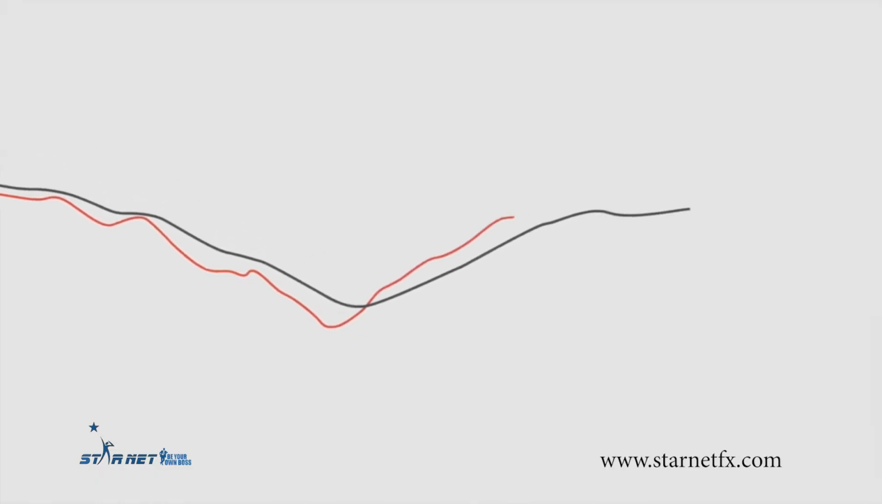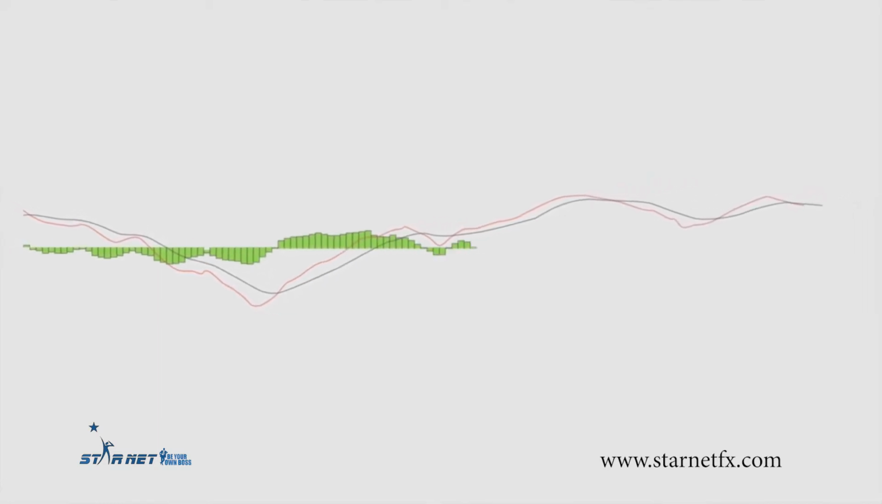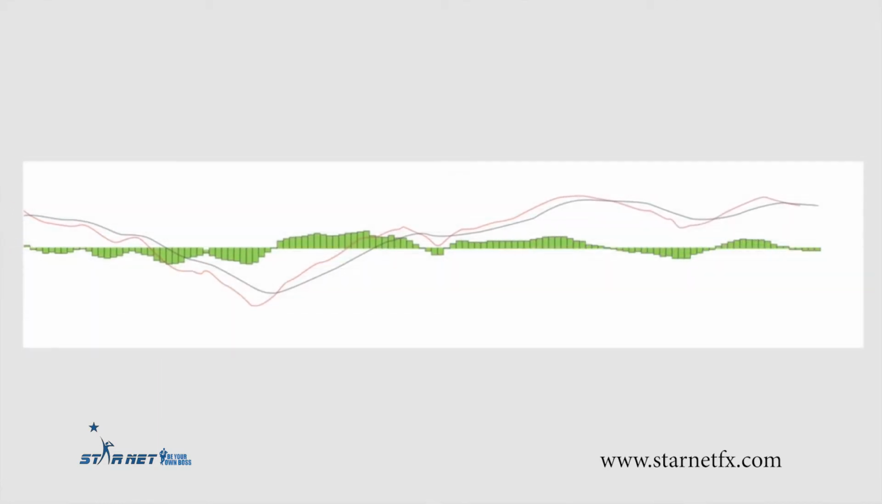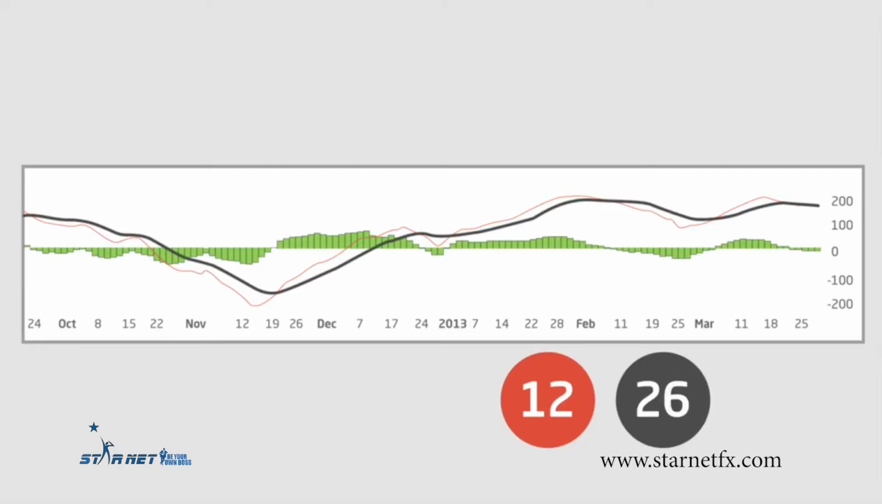The indicator consists of 2 lines representing a fast and slow average, along with a momentum histogram, represented by bars in the middle of the indicator window. Most charting packages use a default setting of 12 periods for the fast-moving average, 26 periods for the slow-moving average, and 9 for the histogram.